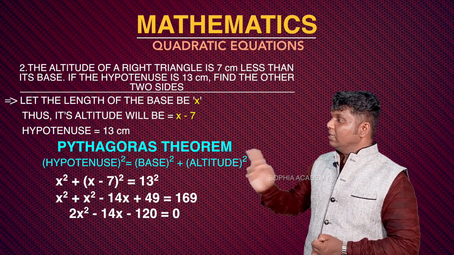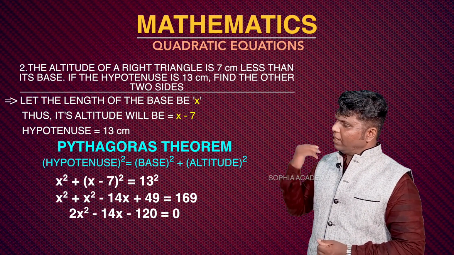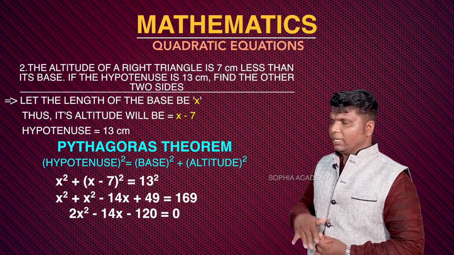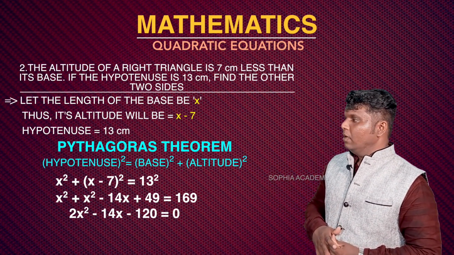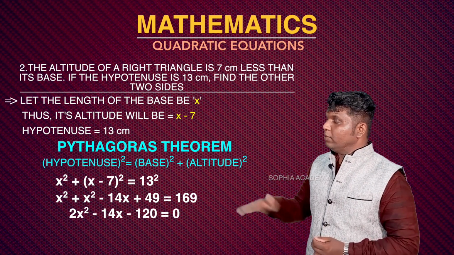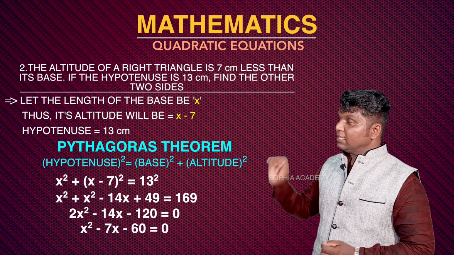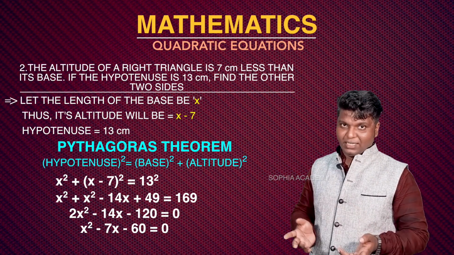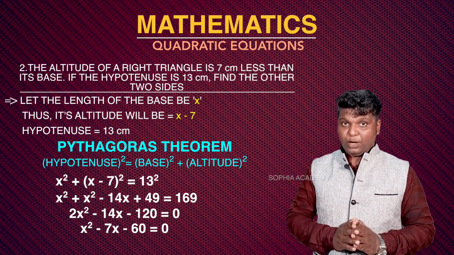Now you can see all the terms are easily divisible by 2. So divide the whole equation by 2, so that you will get a smaller equation. Dividing the whole equation by 2, what you will get? It will be reduced as x square minus 7x minus 60 is equal to 0. We got a standard quadratic equation.